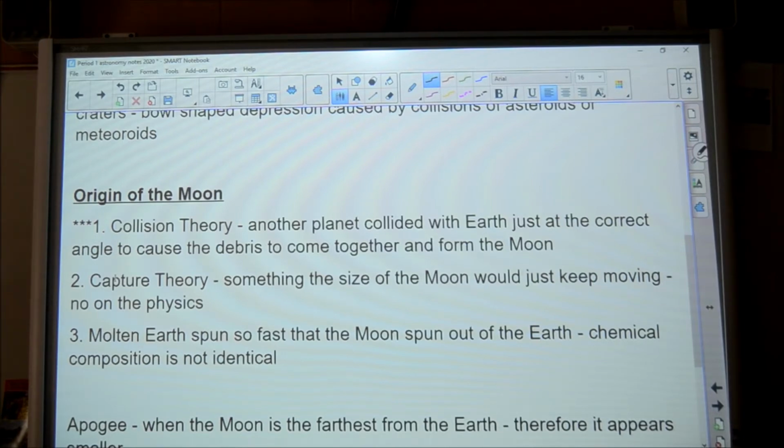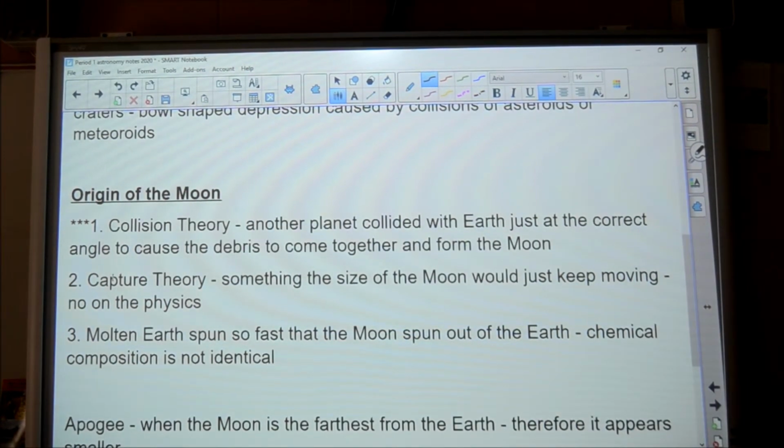is the collision theory. The whole idea is another planet actually collided with the Earth, just at the right angle, not a direct hit, but just at the right angle that it hit, and then it came back. With that collision, it caused all this debris to go out into space, far enough away from the Earth so that it didn't gather back in, but it was actually able to form a moon. The capture theory means that something the size of the moon was actually captured by the Earth's gravity, which this one doesn't make sense physics-wise.